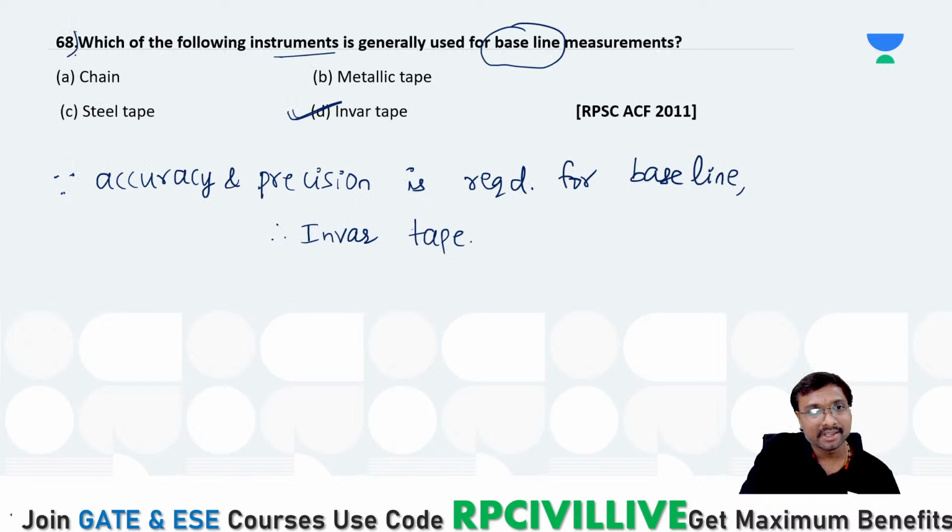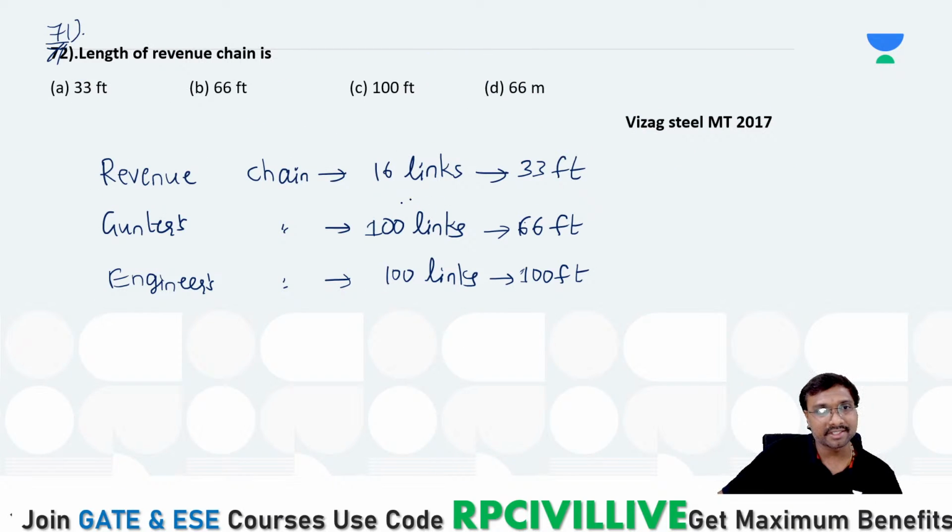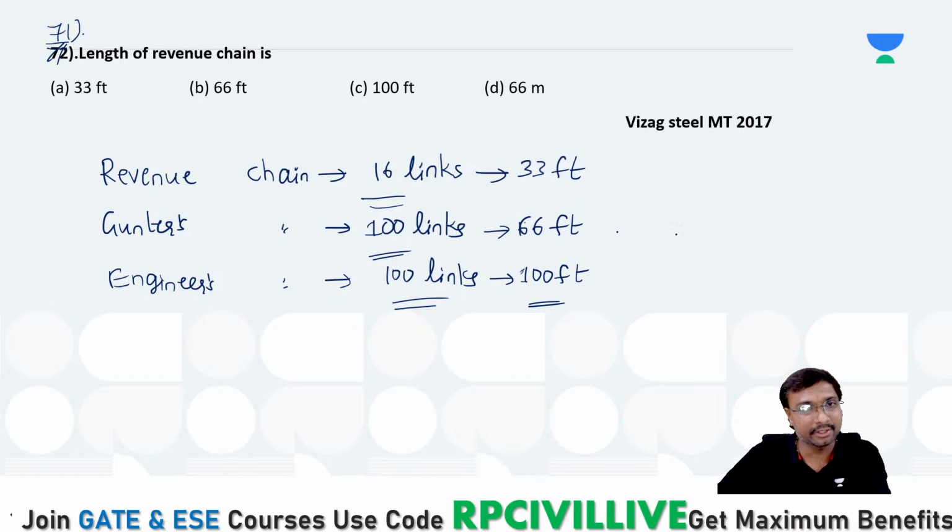Don't get confused. Here I have given all these values, so you just remember these values, okay? Revenue chain is 16 links, 33 feet. Gunter's chain 100 links, 66 feet. Engineer's chain 100 links, 100 feet, you can say, okay? This is only correct, right? This is only final, there is no confusion beyond this.